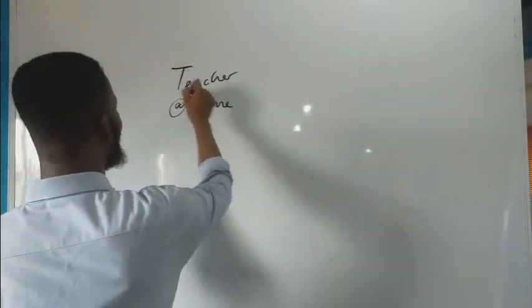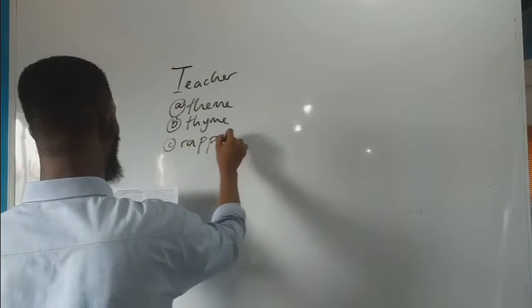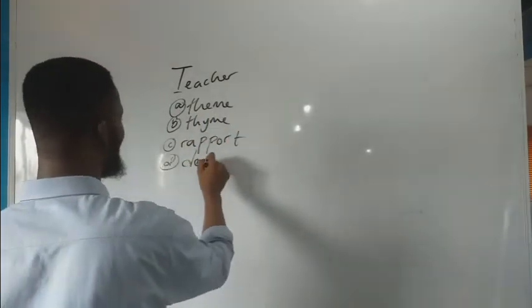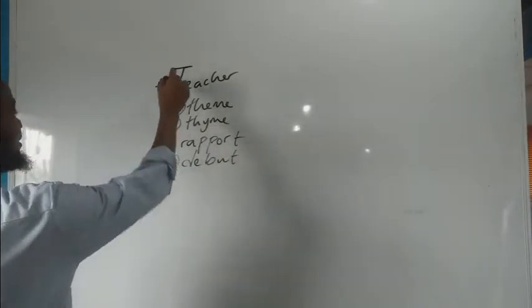T-E-A-C-H-E-R. Option A, we have T-H-E-M-E. This was underlined. Option B, we have T-H-Y-M-E. Option C, we have R-A-P-P-O-R-T. And option D, we have D-E-B-U-T. Alright, look at this. This is teacher. So obviously we're looking for the sound T.